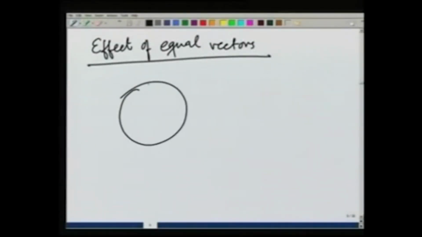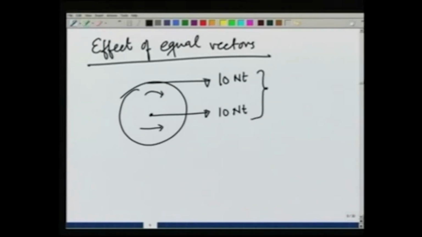For example, if I take a wheel, I apply a force on its top, say 10 newtons. If I apply the same force on the axle in the same direction, although the two vectors are equal, their effect would not be the same. In the first case, the wheel will start rolling. In the second case, it will just move forward without rolling. So, although the vectors are equal, their effect is not the same.